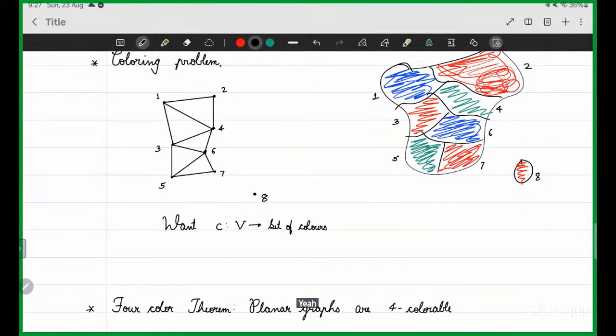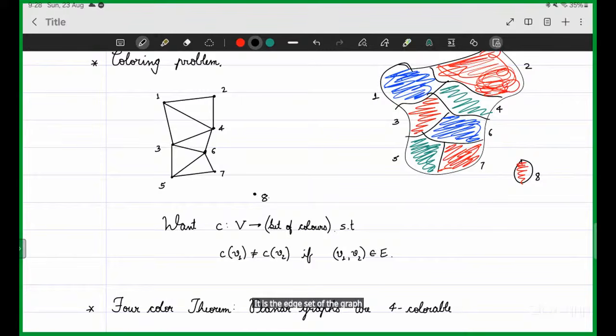Yeah. So let me write this down. I want a function C from the vertex set to the set of colors such that C of V1 is not equal to C of V2 if V1, V2 belongs to E. Does this make sense? What is E? Sharing borders relation. It is the edge set of the graph.